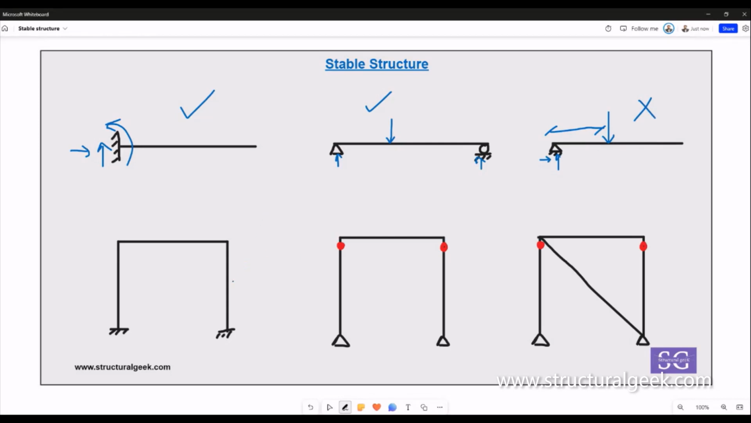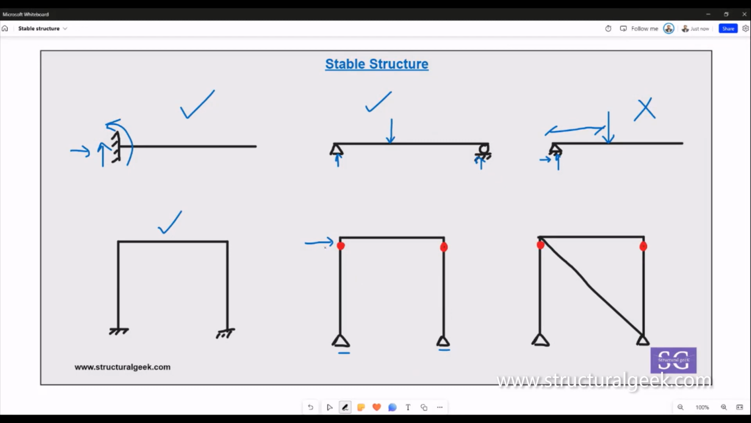Similarly, let's take a few examples out of these frames. Here is a completely fixed frame, fixed at the base, and fixed at the top as well at the joint. This is a completely stable frame, and it can take any load that is coming in on this particular structure as a 2D frame. Whereas the frame at this location, which is pinned at the bottom and also pinned at the beam and column junction, will be an unstable frame as we try to push it in the horizontal direction. It cannot take any horizontal load that is coming.